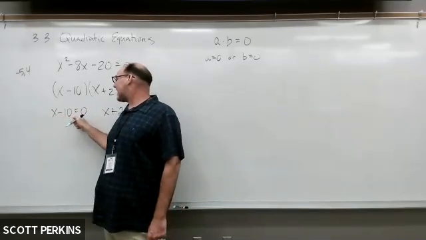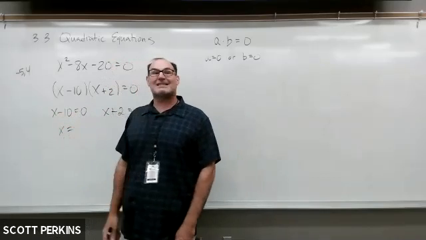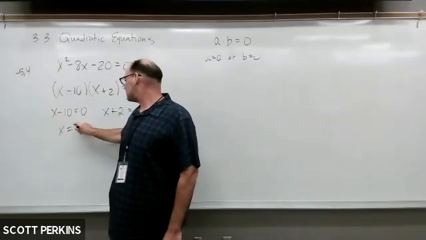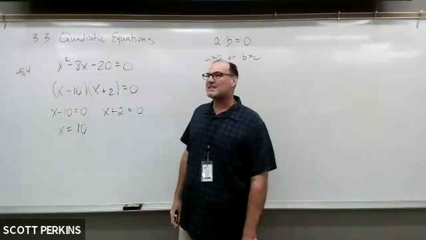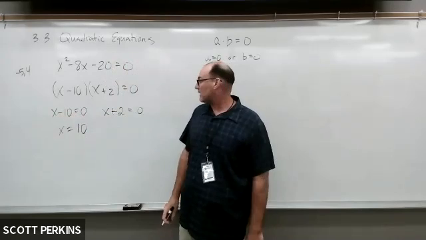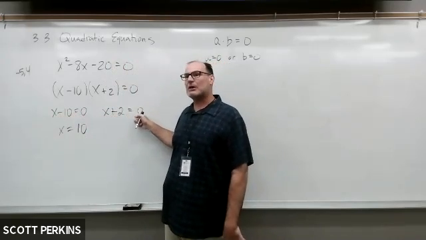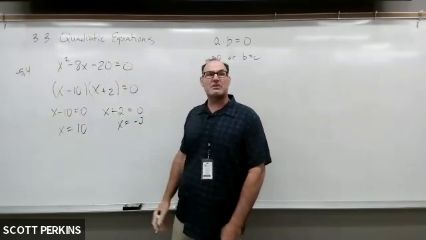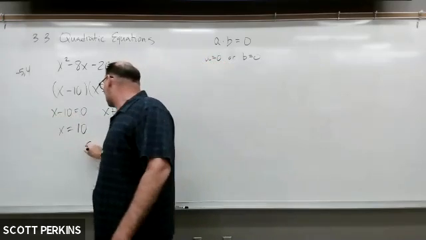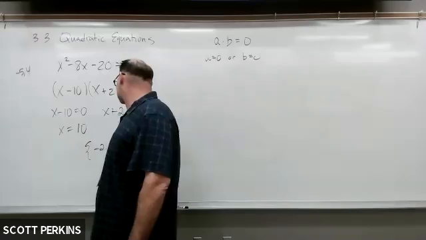Well, if x minus 10 is 0, what's the value of x? Positive 10, just add 10 to both sides. We talked about that, I think, on our second day together when we talked about solving equations. If x plus 2 equals 0, what is x? Again, just subtract 2 from both sides. There's my two answers. The answers are negative 2 and 10.